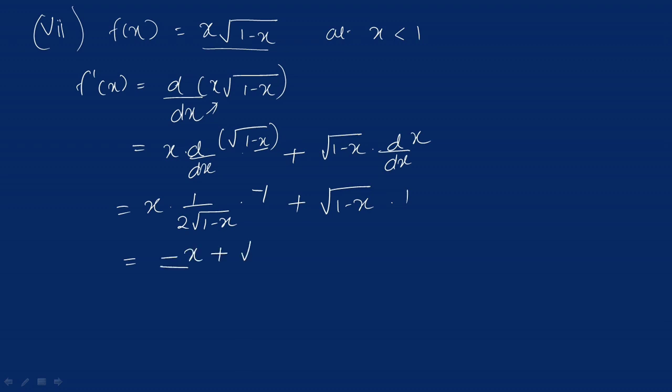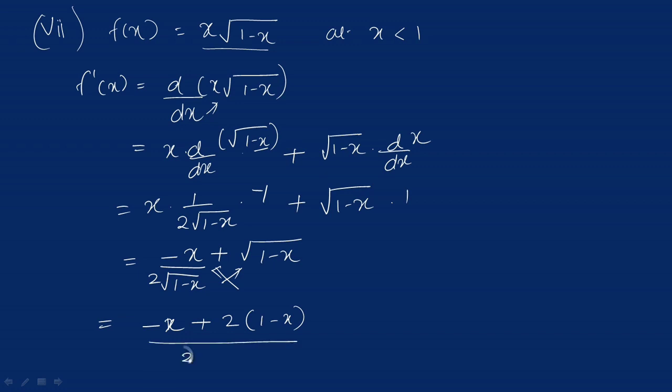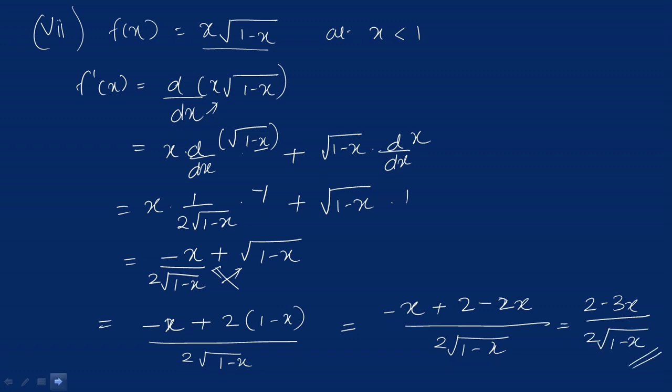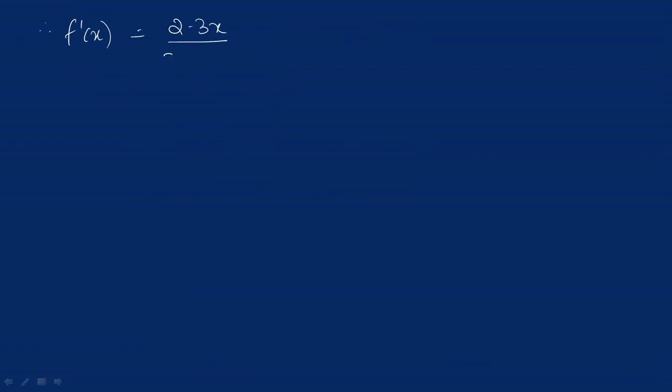Or we can write minus x by 2 root 1 minus x plus root 1 minus x. By cross multiplying we have minus x plus root 1 minus x into 2 root 1 minus x. Root cancels, we have 2 into 1 minus x divided by 2 root 1 minus x at the denominator. Or by solving the bracket, we have minus x plus 2 minus 2x by 2 root 1 minus x, or minus x minus 2x, that is 2 minus 3x divided by 2 root 1 minus x. So we have got f dash of x, that is 2 minus 3x divided by 2 root 1 minus x.